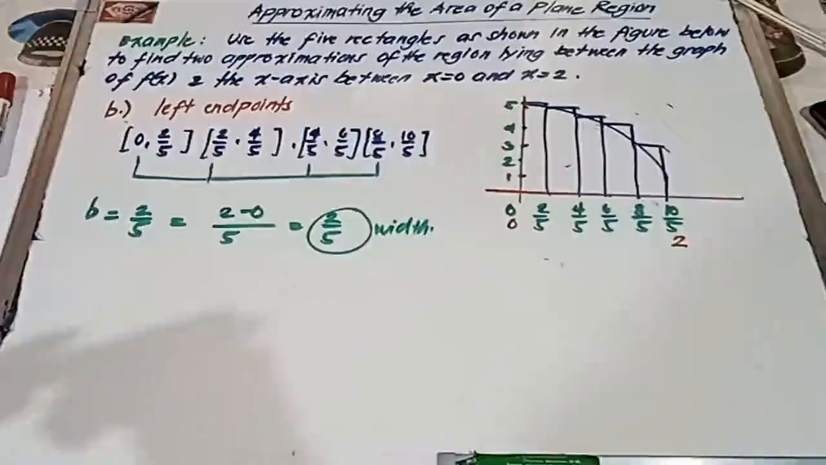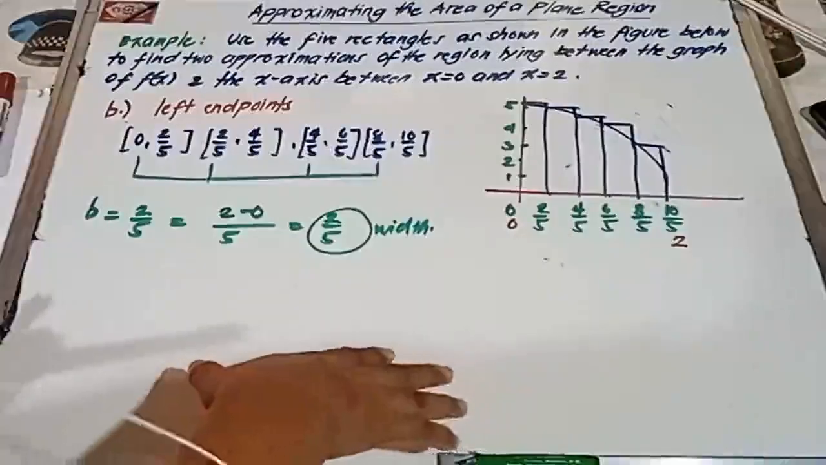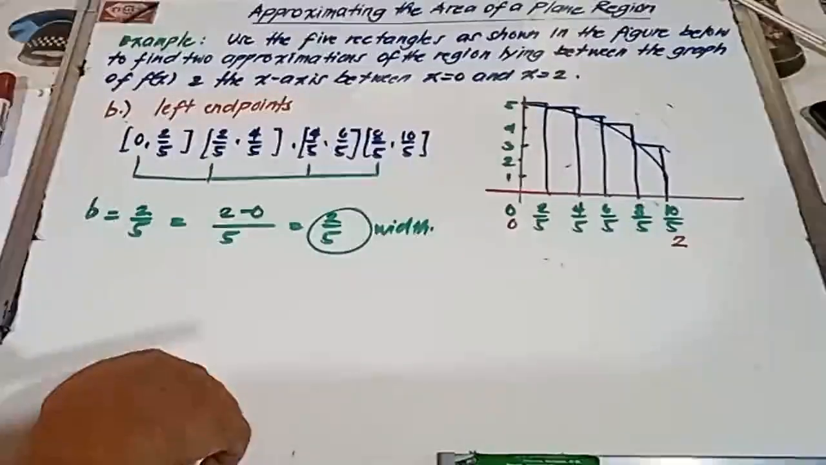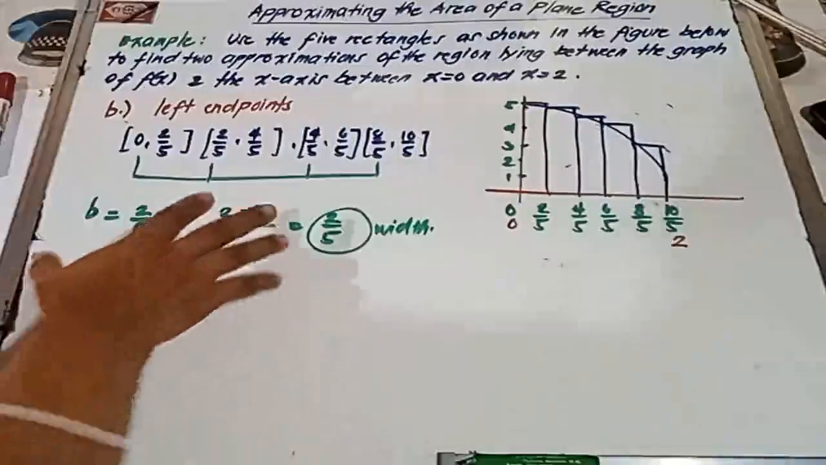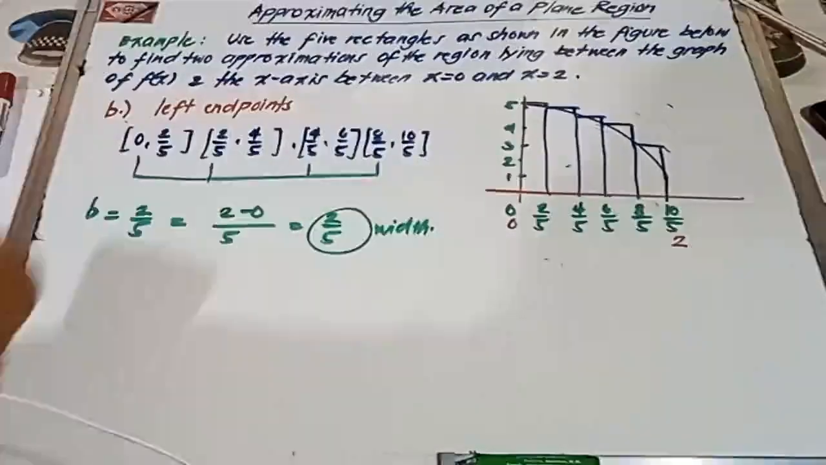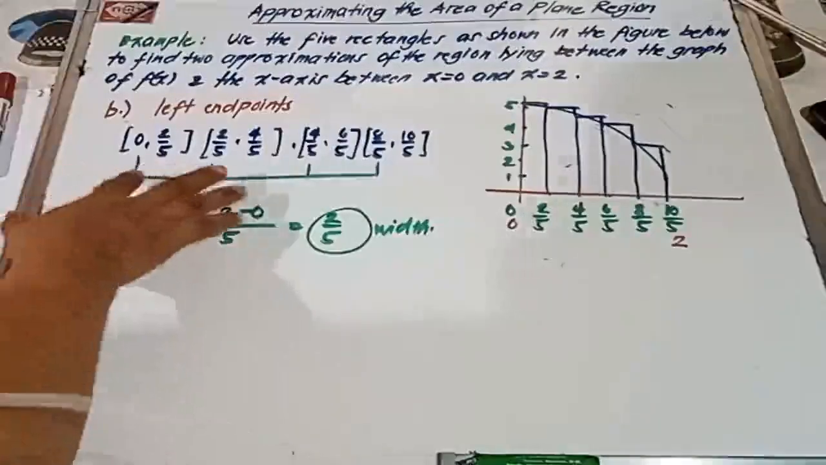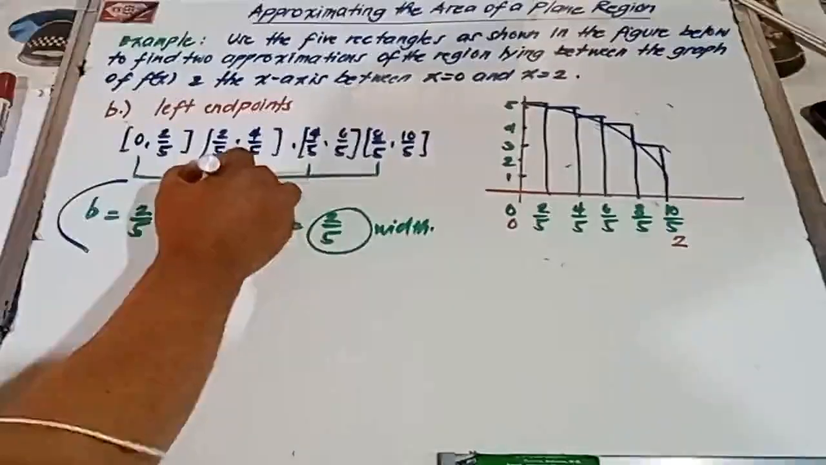Okay. Kung i-divide mo into 10 rectangles, that is 2 minus 0 divided by 10. So that is 2 over 10 or 1 over 5 ang ating width ng rectangle. Now, for the height of the rectangle, as I've said earlier, gagamitin natin yung left endpoints. And tingnan natin yung behavior ng mga left endpoints natin.